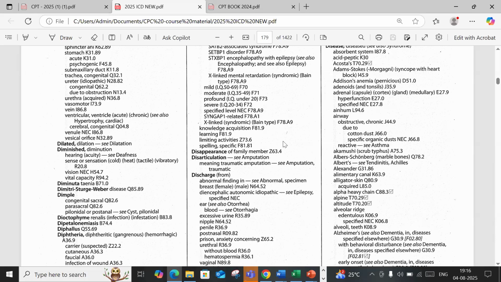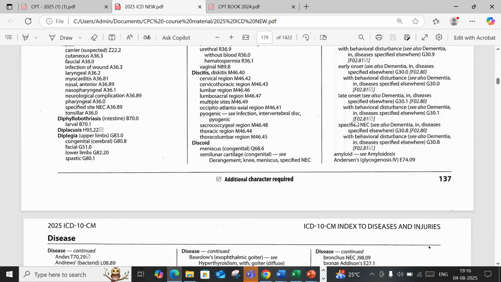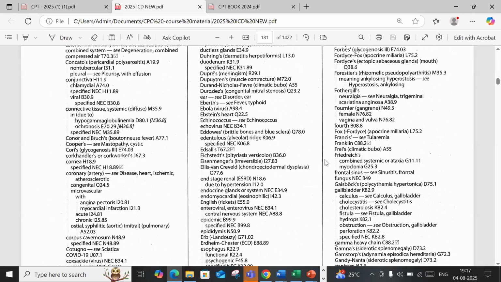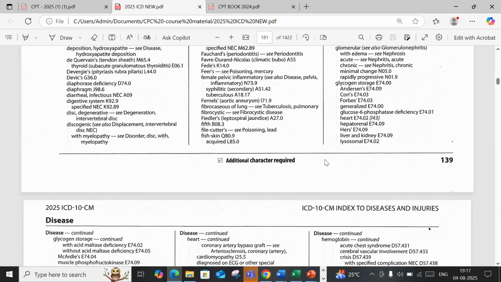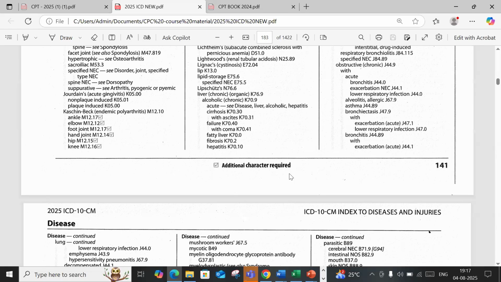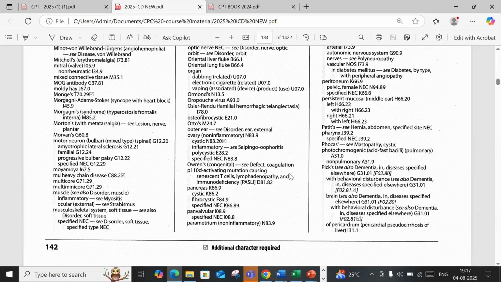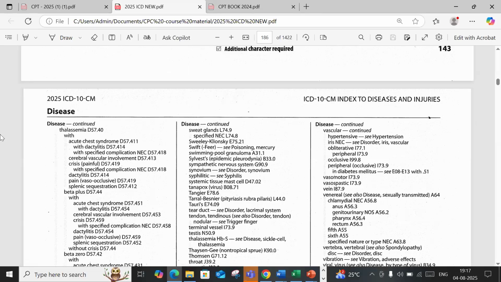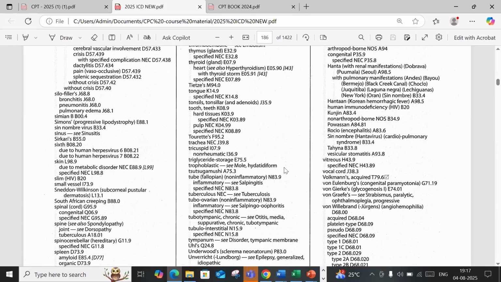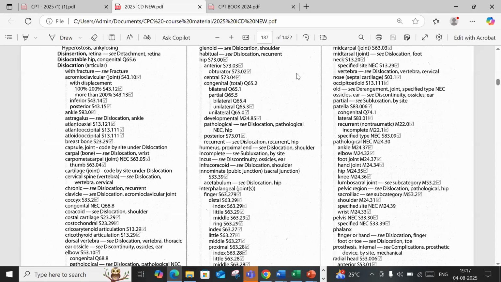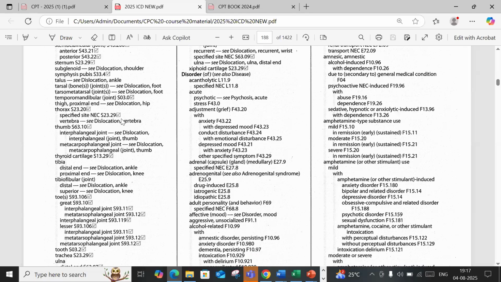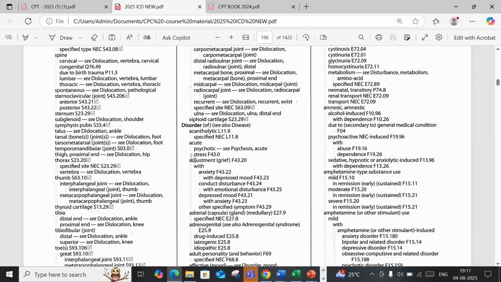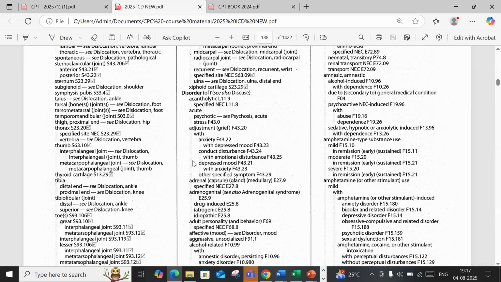Okay, then under disorder, if you're not getting under disease, then you have to check under disorder. You have to take these hard copies, right? In hard copies, how will you use that search option? Yeah, right. Disorder is there. Yeah, disorder. So under disorder, now you can see anxiety.